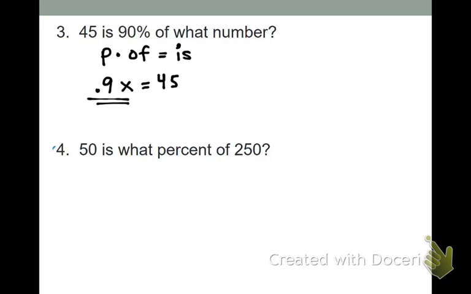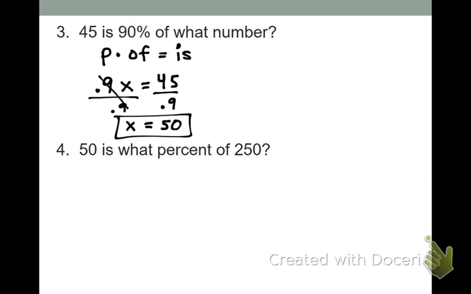How do I get X by itself? Divide by 0.9. Okay, divide by 0.9 on both sides. When I do that, Sherelle, what do I get? 50. X equals 50. Okay, so 45 is 90% of what number? It is 90% of the number 50.